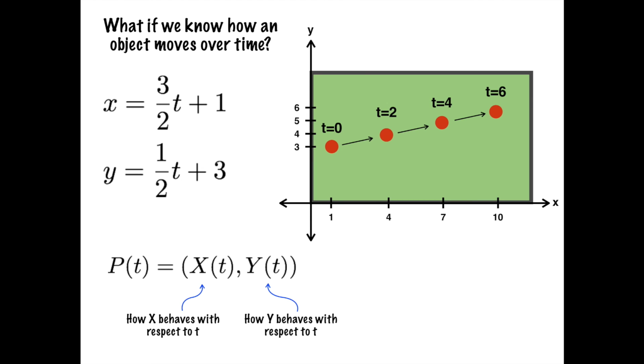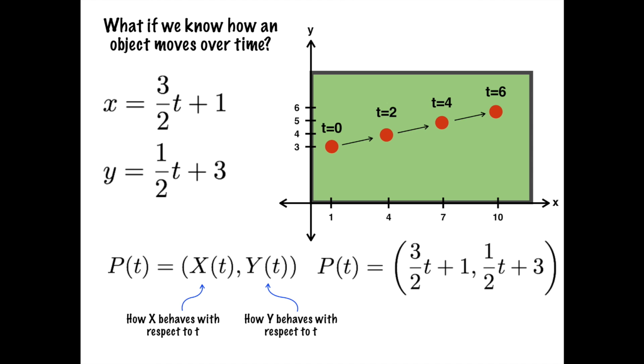So we can take our x and our y equations there, and we can throw them right into this position equation, so we can get this nice equation. The position of the ball with respect to time is going to be this ordered pair. So at any specific time, we're at a specific point. So it's going to be an ordered pair. And at any time t, the x-coordinate is going to be 3/2 t plus 1, and the y-coordinate is going to be 1/2 t plus 3.